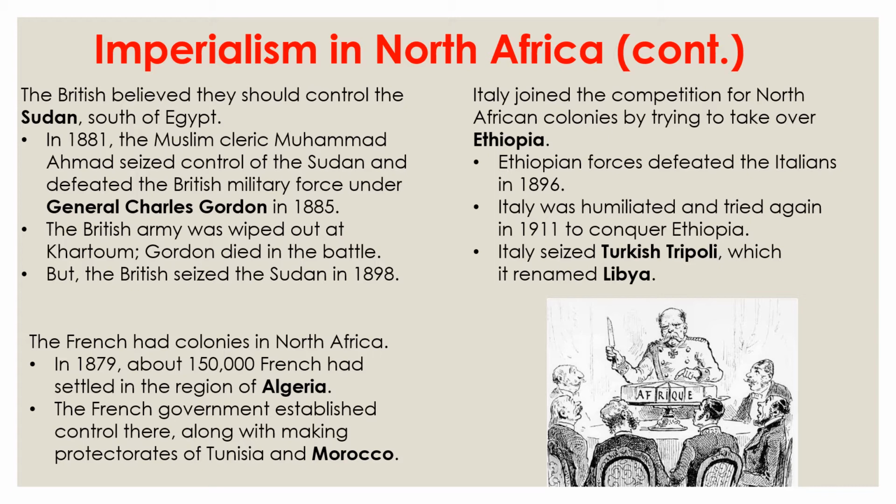They will try again to conquer Ethiopia in 1911, and they will eventually be able to take it after World War I is over. Italy will also, however, even though they weren't able to take Ethiopia right away, take some other territories. They will take what was originally known as Turkish Tripoli, and they will rename it Libya.